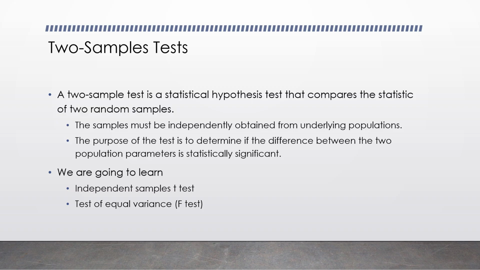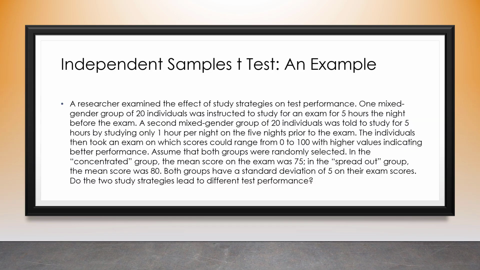A two-sample test compares statistics from two random samples. These samples must be independently selected from their populations. The purpose of the test is to see whether the difference between the two population parameters is statistically significant. Specifically, the independent samples t-test compares the means of two populations from which the samples are drawn. Let's look at an example.